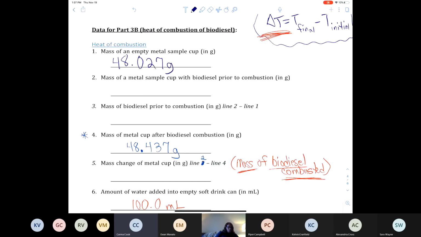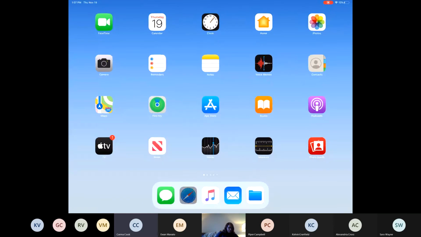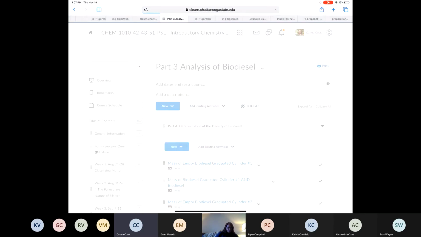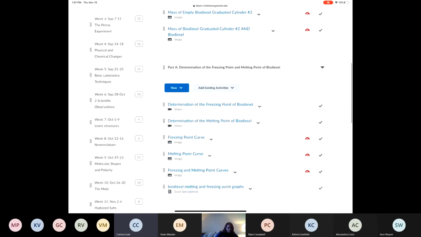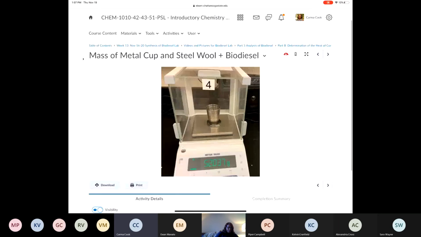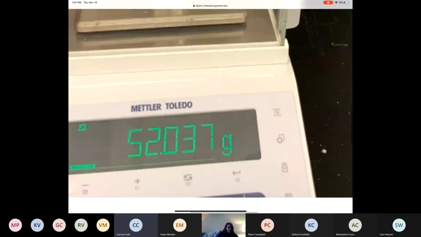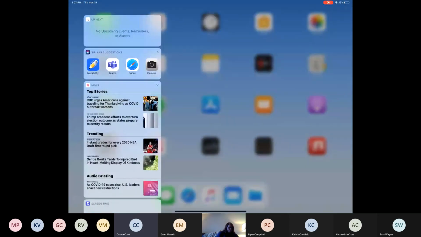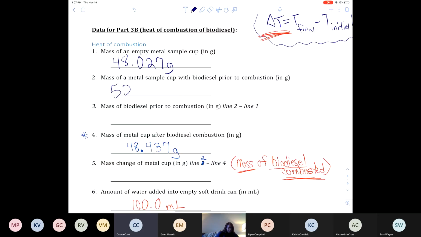And then the mass of the cup with the biodiesel prior to combustion. That's 52.037 grams. And then to get the mass of the biodiesel prior to combustion, just do your subtraction.